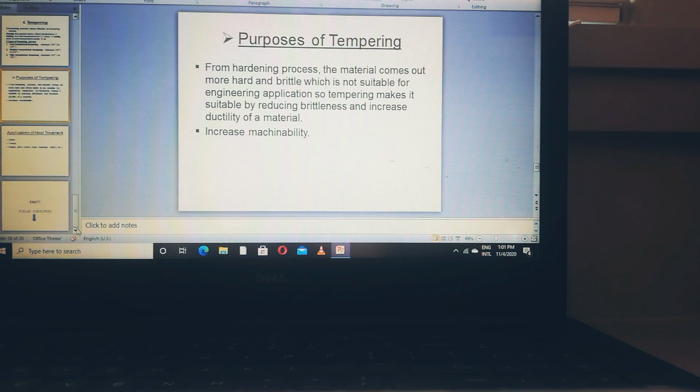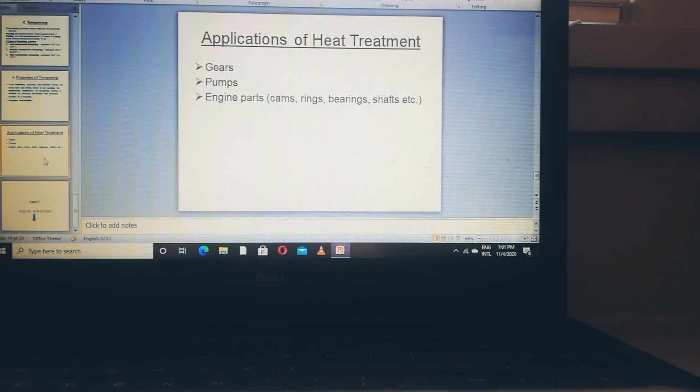Now we're going to look at the applications where we apply heat treatment. We heat treat engineering applications. We heat treat the gears, the pumps, and the engine parts, which are cams, rings, bearings, shafts, etc.